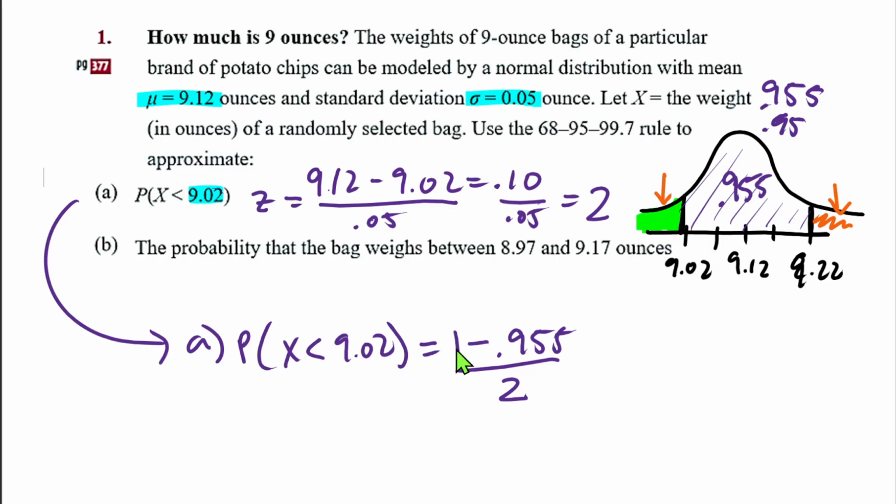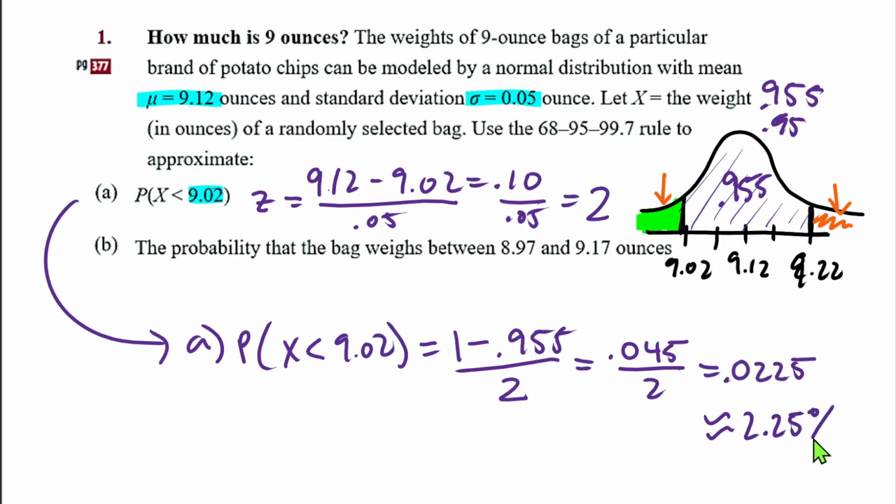1 is like 100%, and 0.95 is like 95%. So we just subtract that, which would be 0.045 divided by 2, and that would be 0.0225, which is basically a 2.25% chance of being in this green region. Problem A is done. Let's look at problem B.